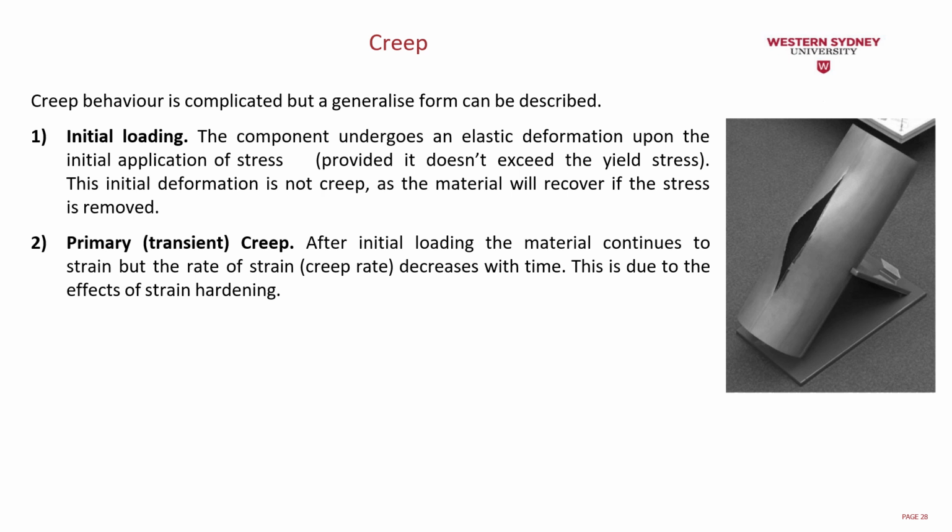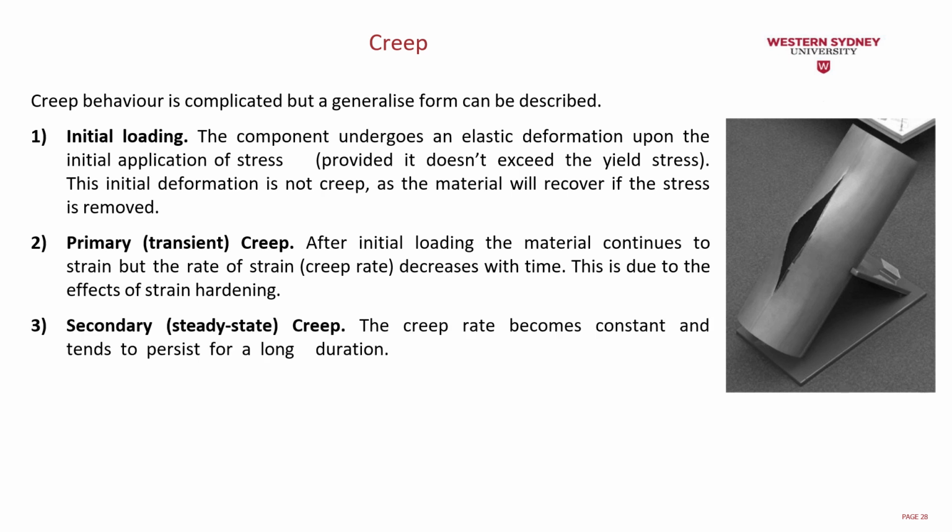The second stage is going to be the primary transient creep. After initial loading, the material continues to strain, but the rate of the strain decreases with time. This is due to the effects of strain hardening. In the secondary stage, which is steady state creep, the creep rate becomes constant and tends to persist for a long duration.